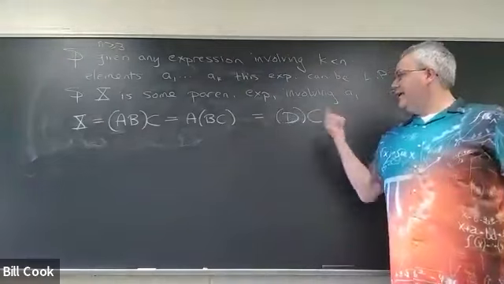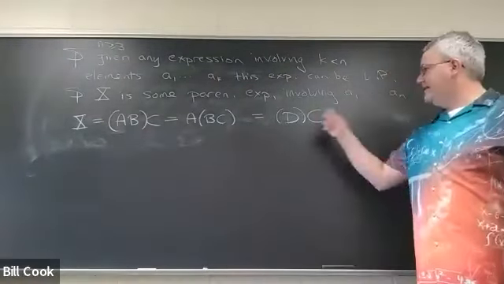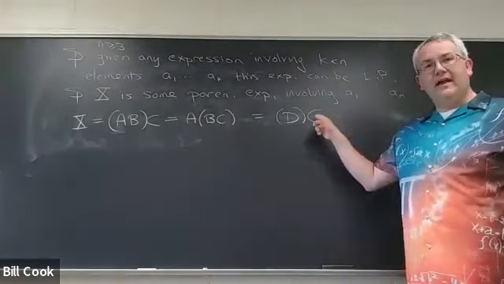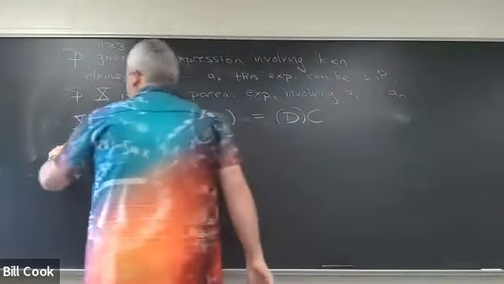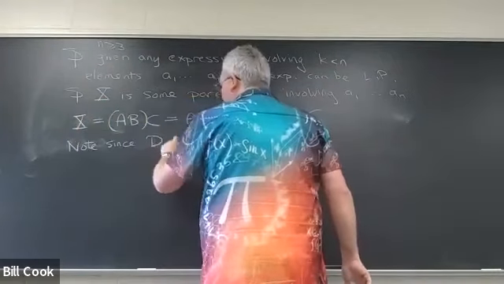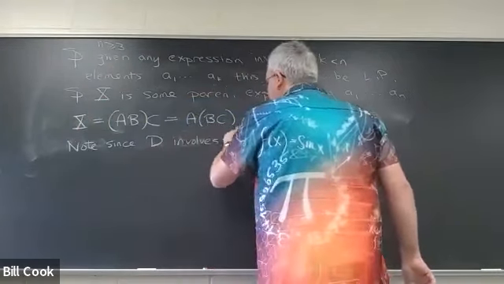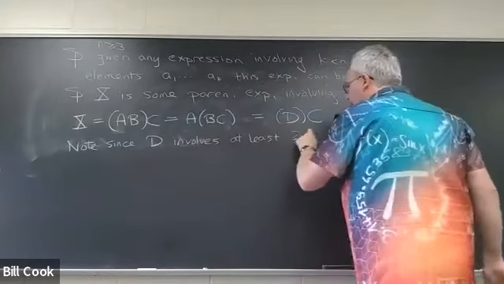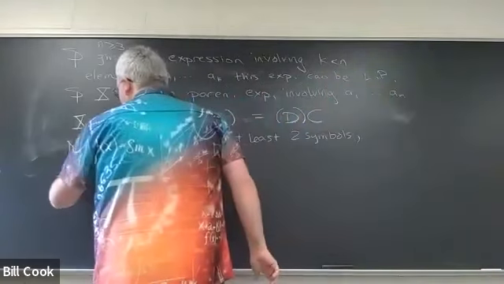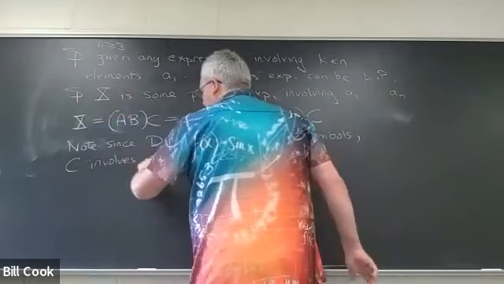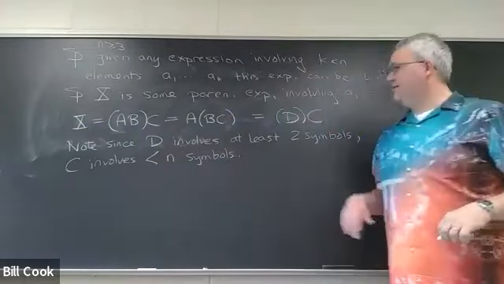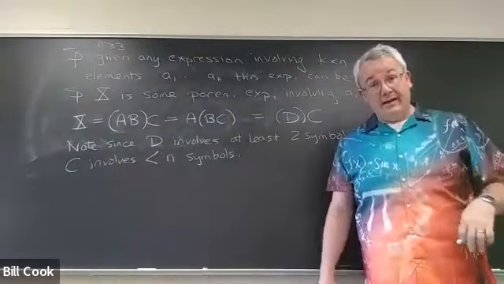In any case, x can be rewritten as something like D times an expression in parentheses C. Let's focus on C; I want to tackle this first. Note that since D involves at least two symbols, two elements, C involves less than n symbols. So C is something that we can apply our inductive hypothesis to.